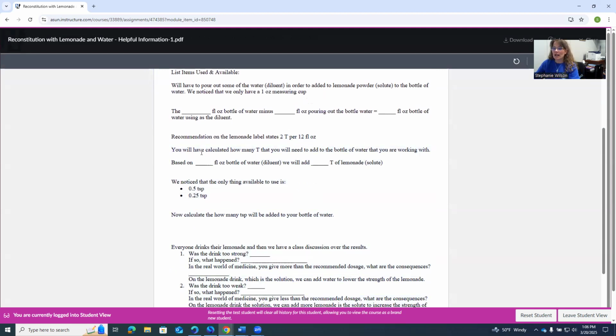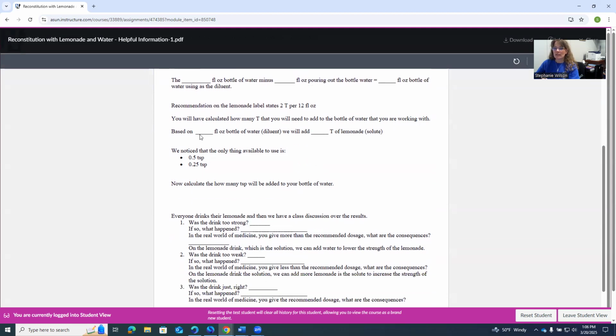So now I have to figure out, based on my 10 fluid ounces, how many tablespoons am I going to use? And then once I get that figured out, and you'll see that in part 2 of that video, I'm like, oh, okay, so I got a quarter teaspoon or a half teaspoon. So I'm going to have to convert from tablespoons to a smaller teaspoon. So you need to circle which one of these you are using.